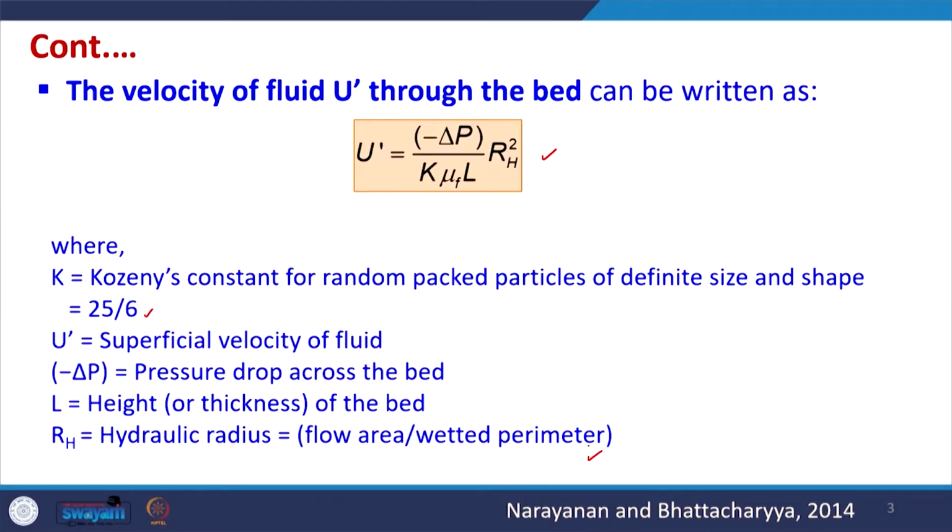It is defined as the ratio of flow area per unit wetted perimeter. This we have already used earlier as well, so this is well known. Now, R h, using the same definition, has been further used here for the equation with respect to the packed bed.